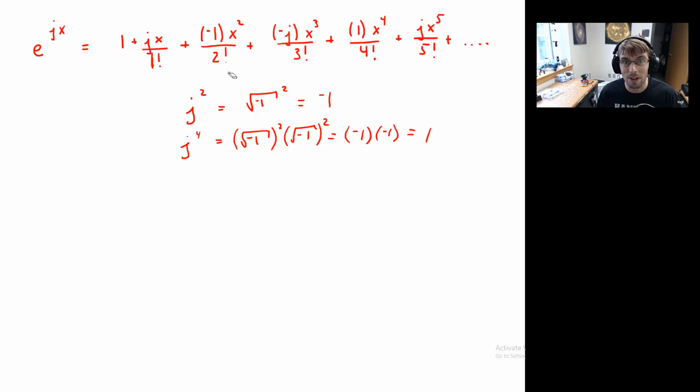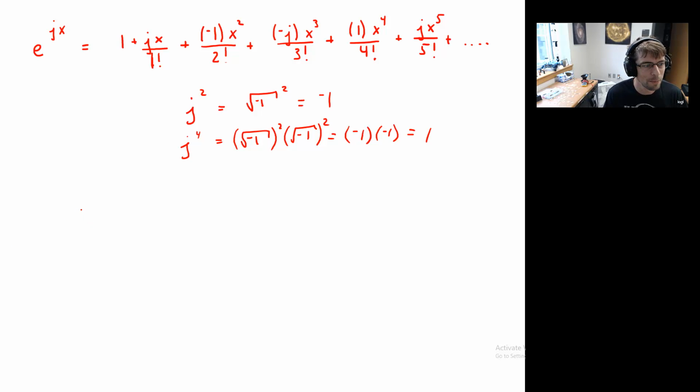But wait, there's more. Oh, this is so cool. You ready for it? Let's group terms of j and the real numbers. Take the real terms and put them in one grouping, and take the terms that involve j and put them in another grouping. You ready for it?